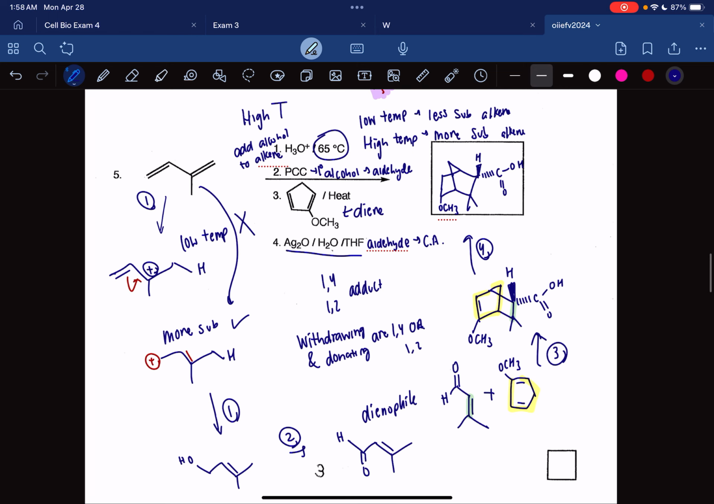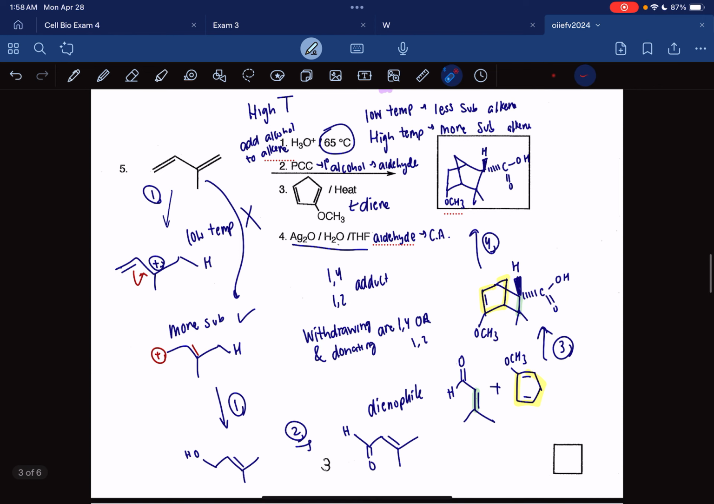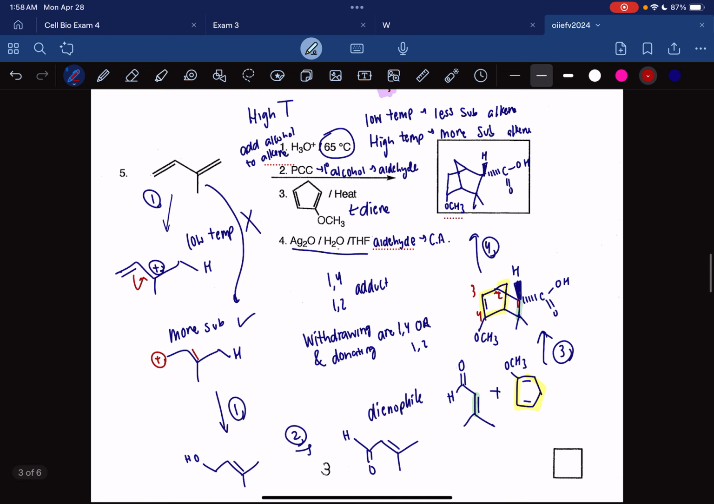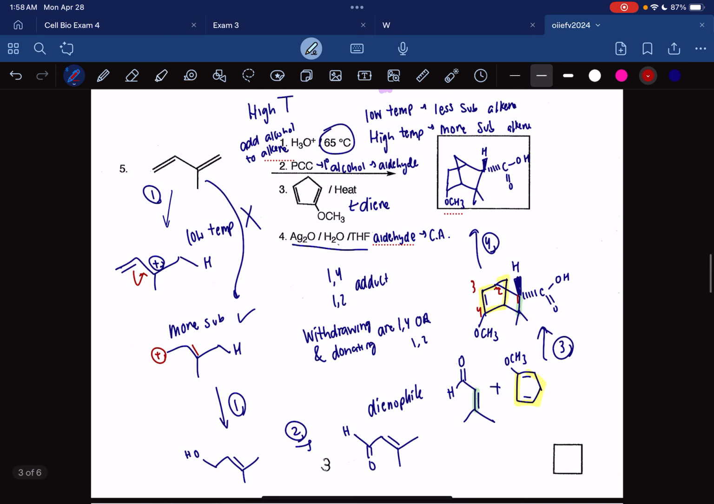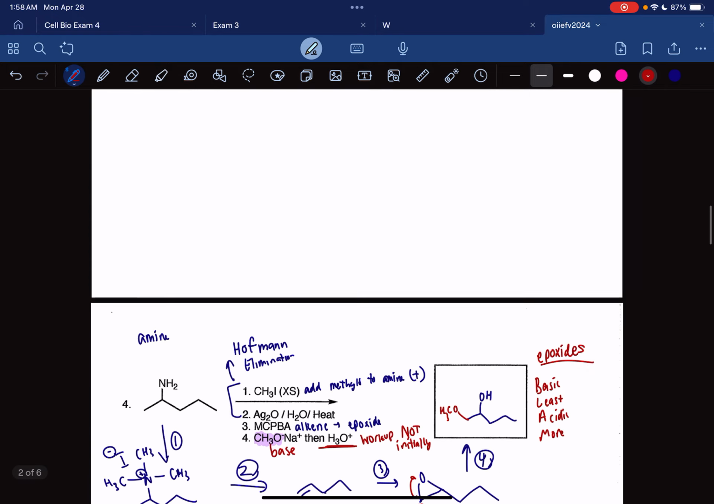So this one is pretty tricky and pretty long, but I think if you get comfortable with the numbering, for example, the 1,4 adduct, 1, 2, 3, 4, then you should be okay. That's the most common mistake people make, the numbering of the product. But if you get that, then you'll be set. So that's how you do the reaction section on this exam.